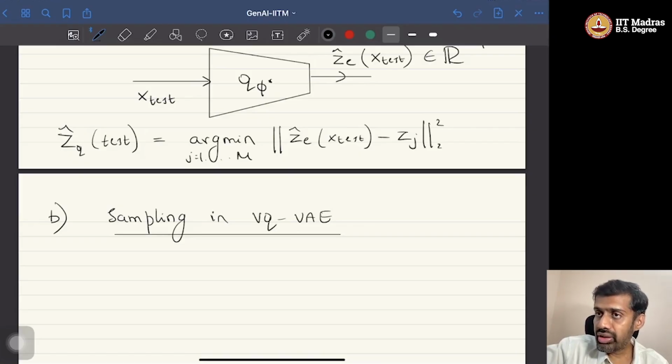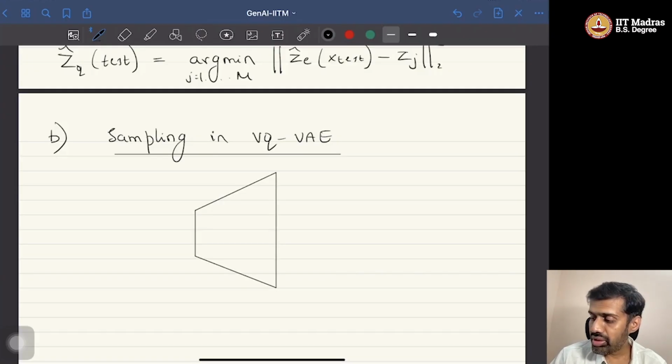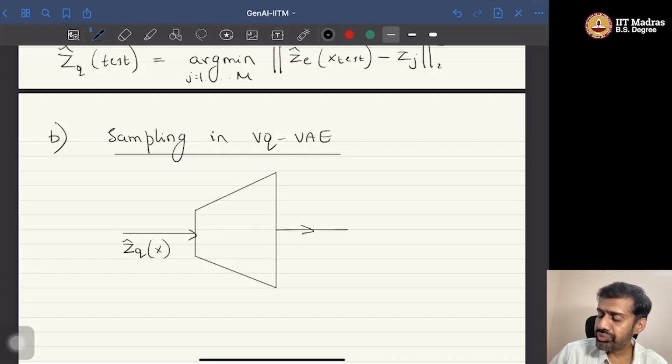The problem with sampling in a VQ-VAE is that unlike in a VAE, where we know what the distribution of q_phi(z|x) is, here we are not imposing any particular distribution on q_phi(z|x), which means that sampling from that distribution is not trivial. So here what are we getting? The decoder is taking z_q(x), and this is giving you the sample x-hat.